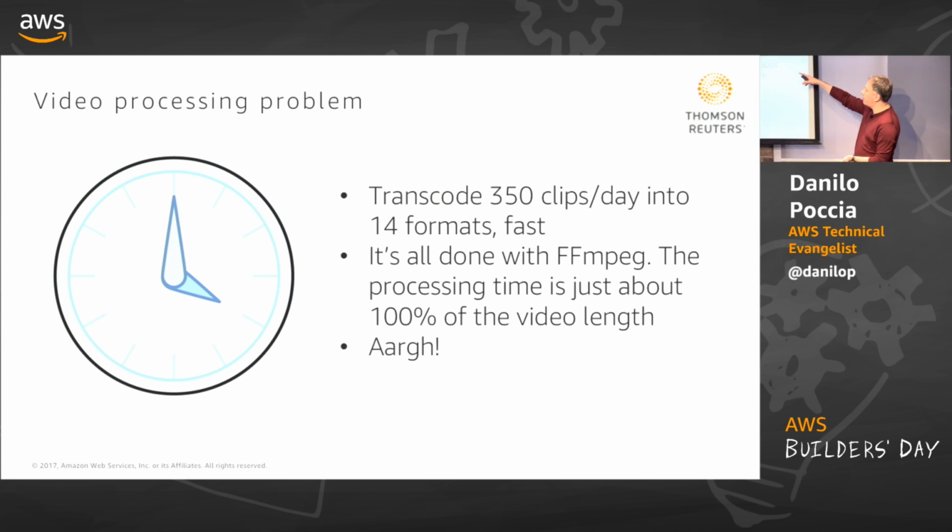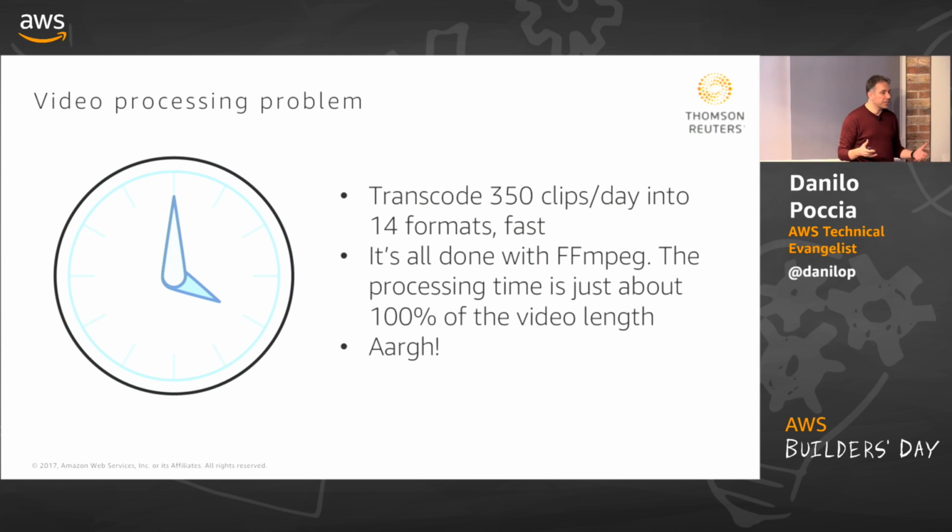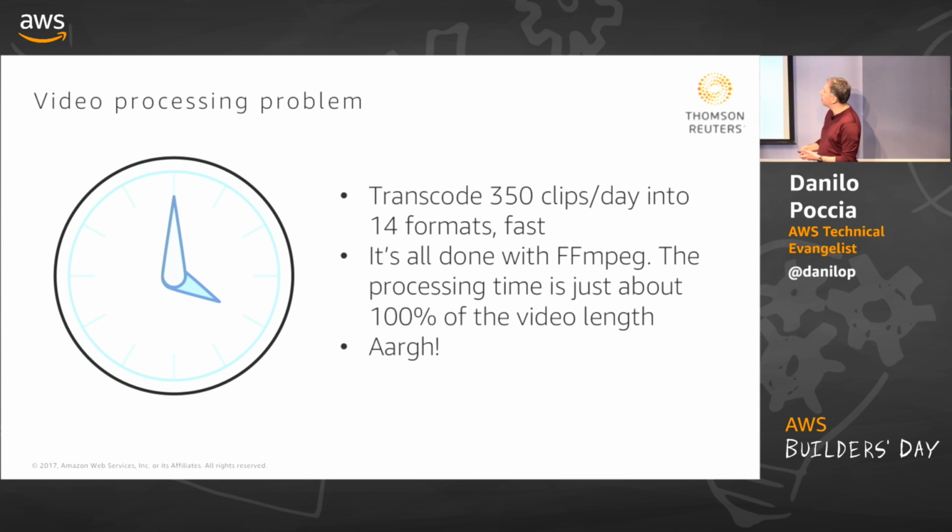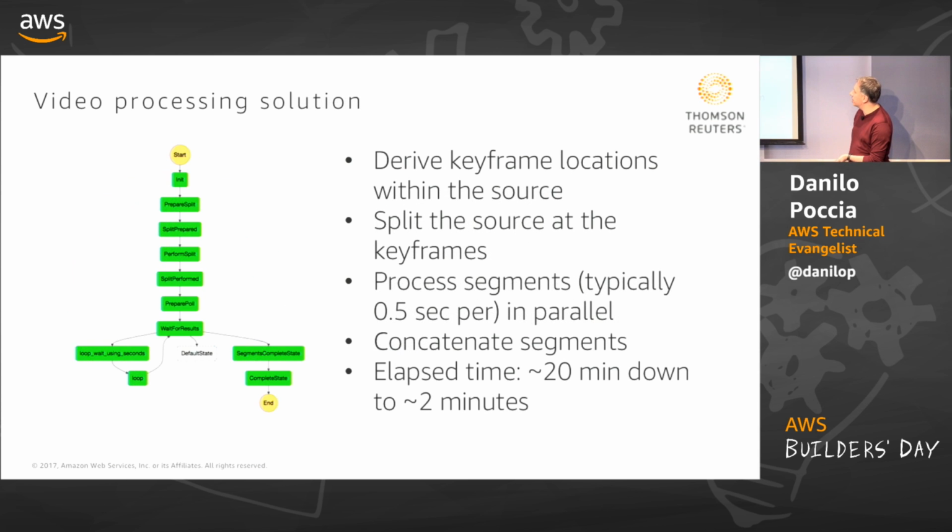They were using ffmpeg, an open source tool to do that. And normally with ffmpeg, the transcoding takes the same time as the length of the video. So that means that they were quite slow in providing the videos. From when they received the video to when they had all the 14 formats for 350 clips available, it was not the best experience. So basically, they found out that with ffmpeg, you can find the keyframes inside the video.